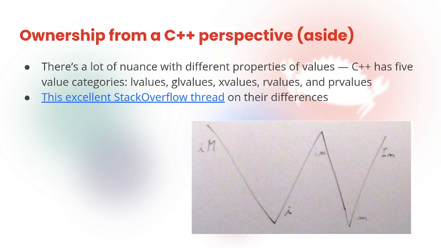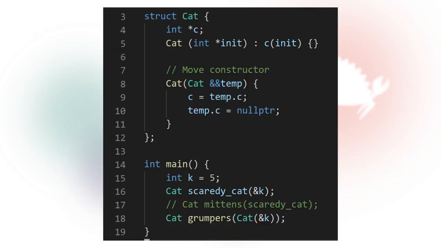Okay. Wait, what is identity, by the way? Is that similar to our study of aliasing? Identity is, according to Stroustrup, whether a value has a name or not. Like, scaredyCat over here has a name. Yeah.